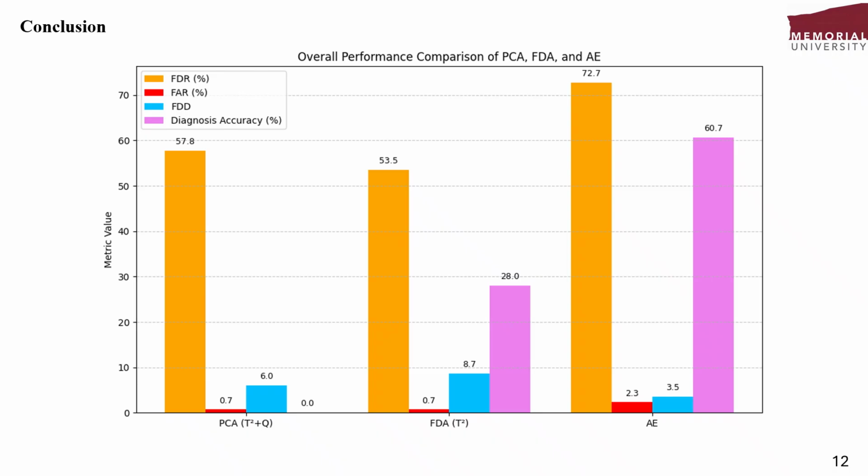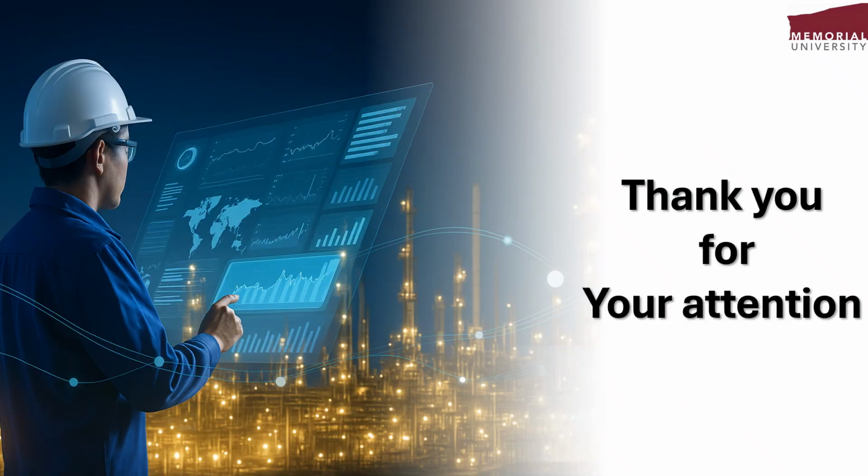And for use of fault detection and diagnosis, the best choice is autoencoder because it detects the faults as soon as possible after they enter the system, and also it can define the kinds of the fault as soon as possible. And this is the end of my presentation.